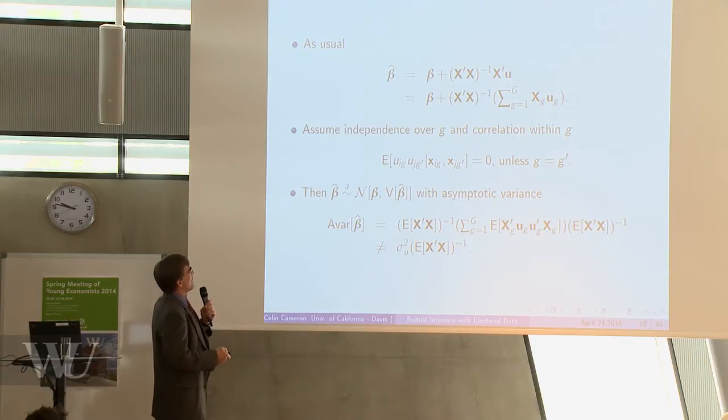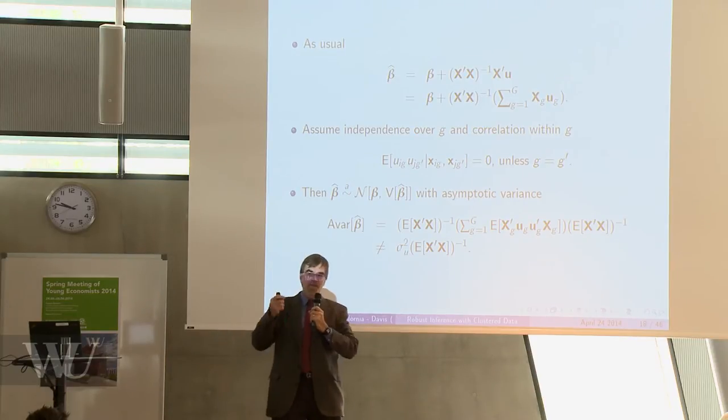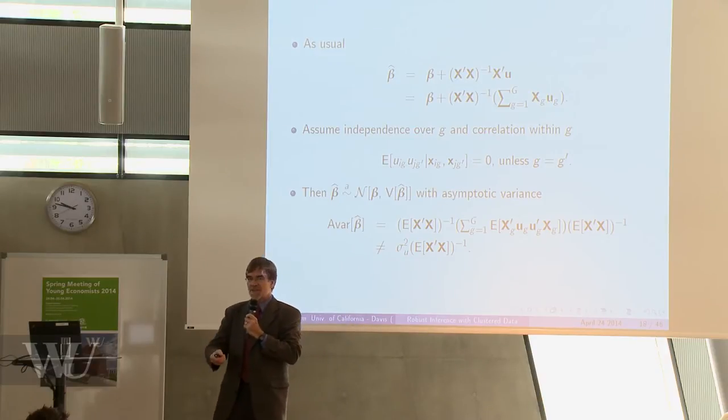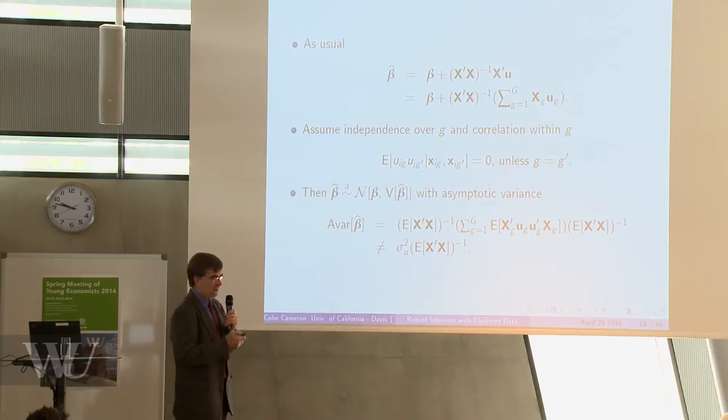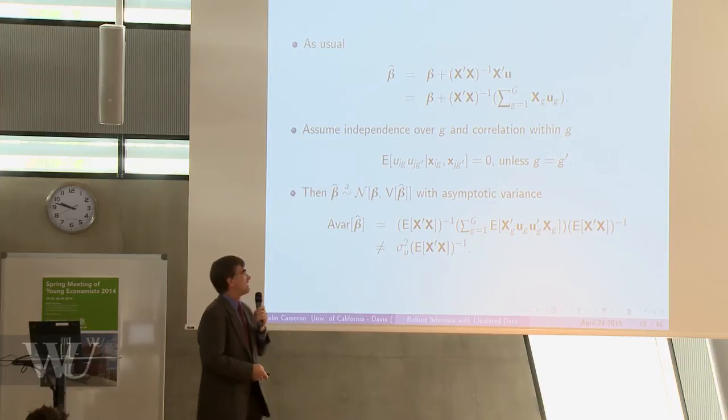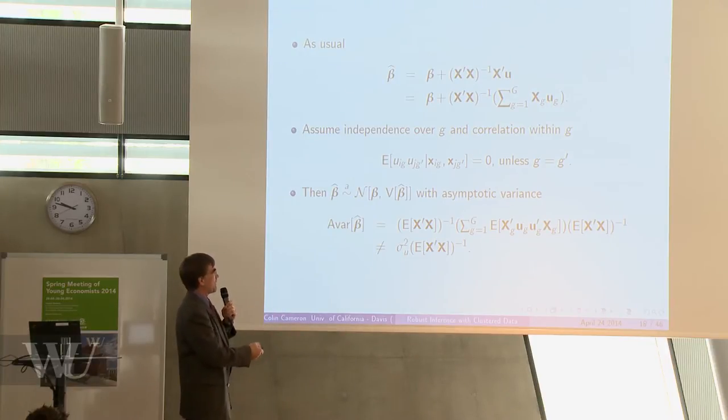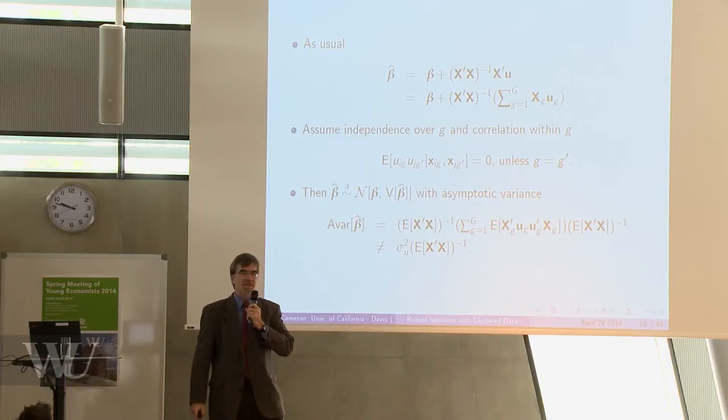So, right, beta hat equals beta plus X transpose X inverse, X transpose U. The variance of beta hat will be X transpose X inverse, the variance of X transpose U, X transpose X inverse. So that's what we've got. I'm being a little bit more formal here by putting in expectations over the X's, and then the variance of the middle bit, given our assumption of independence across groups, is this bit here, okay? And that's not the simple sigma squared X transpose X inverse, okay?